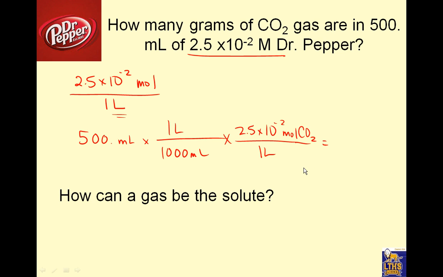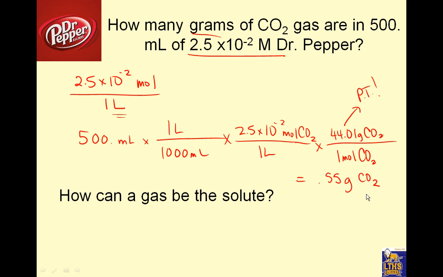Okay, so how many moles is that? Well, here, we can even go one step further and say we want to find grams. So we say, well, then for every 1 mole of carbon dioxide, there's 44.01 grams of CO2. Where did I get that? PT, periodic table. All right, so then you do 500 divided by 1,000 times 2.5 times 10 to the negative second times 44.01. We find out that there are 0.55 grams of carbon dioxide if the concentration of carbon dioxide is 2.5 times 10 to the negative second.